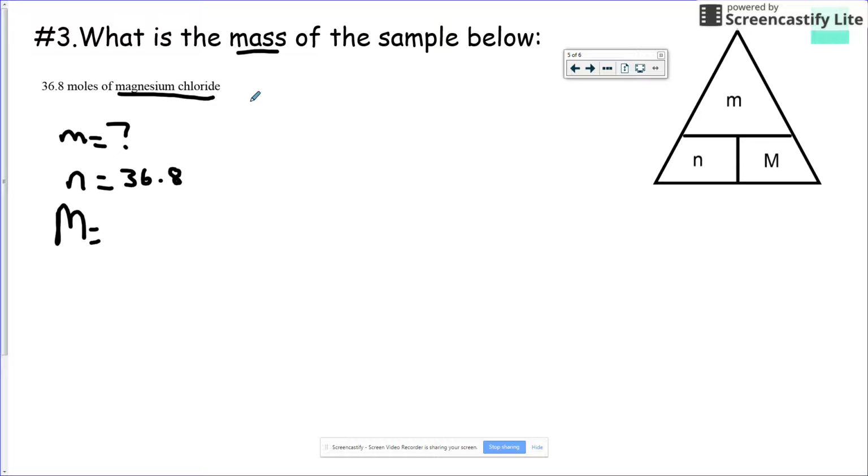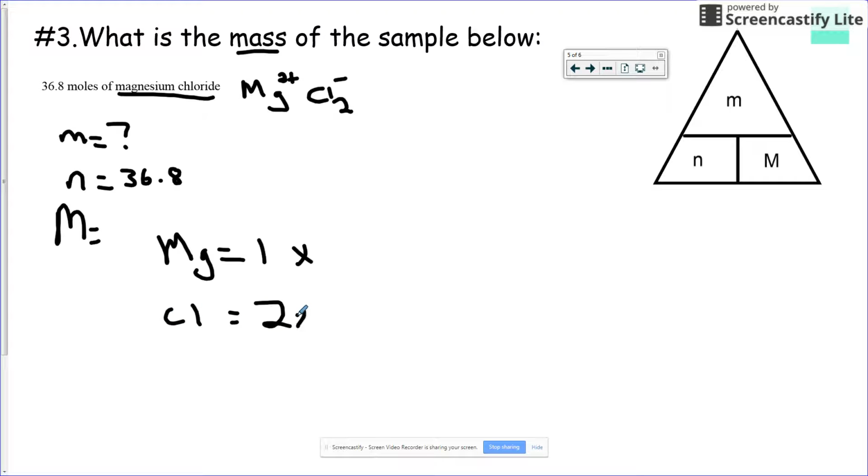Remember, if it gives you the name, gotta show the formula. Magnesium, we've seen that one lots. We know it's a 2 positive charge. Chlorine is a negative charge. Therefore, I have to have 2 chlorine for every magnesium. So now we can figure out the molar mass. Magnesium is equal to 1 times its atomic mass. And Cl is equal to 2 times its atomic mass.